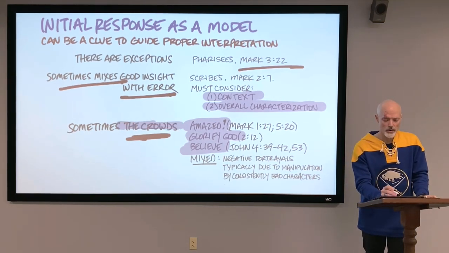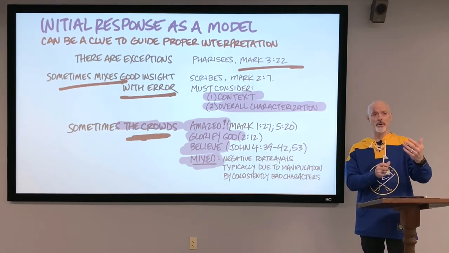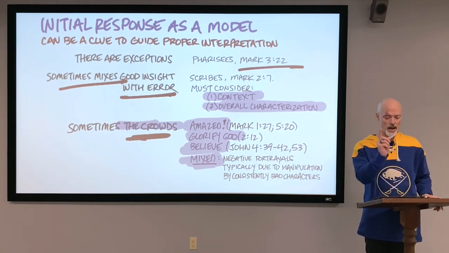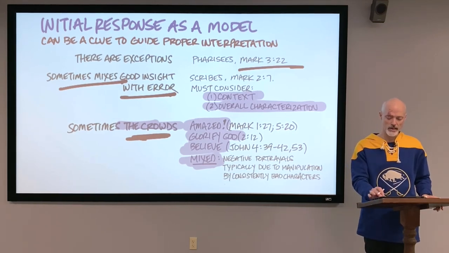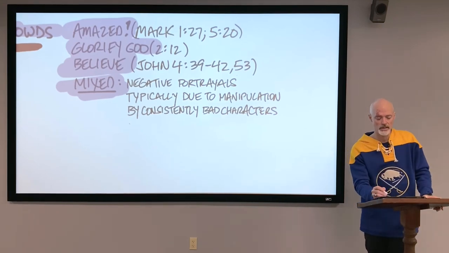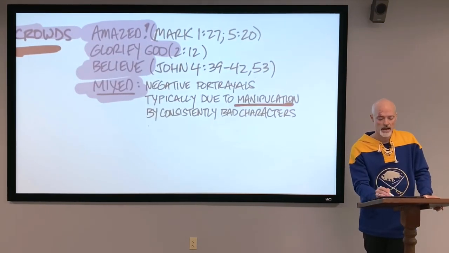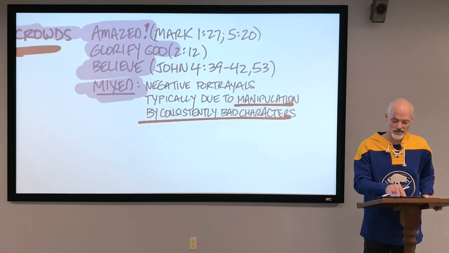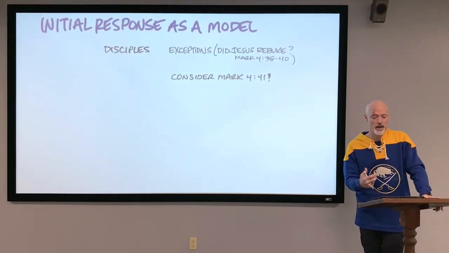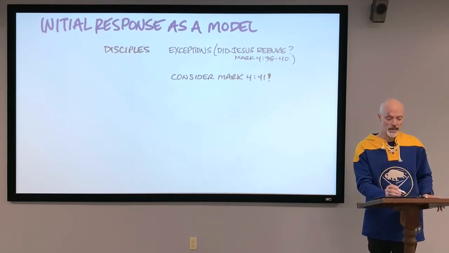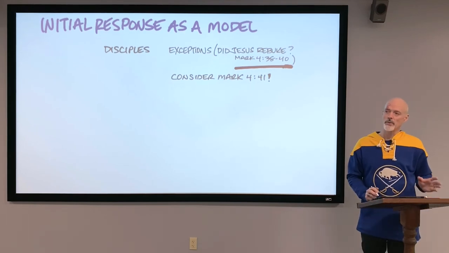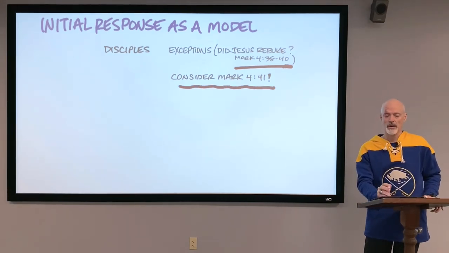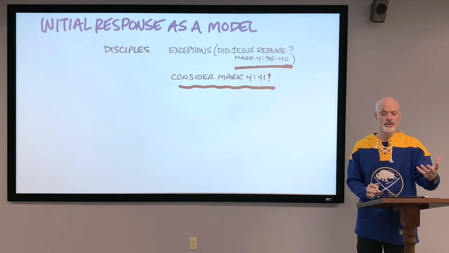But with the crowds, again, we have sometimes the crowd, of course, calls for His crucifixion, right? And so when there's a negative reaction from the crowd, typically it's due to some kind of manipulation by bad characters like the Pharisees, like the religious leaders. So there's a lesson in that too, right? The disciples often are a good model of how to respond, but it will depend. Sometimes Jesus rebukes them, so we need to see how Jesus reacts to their response. But other times we see, obviously, that's the response that we ought to have as well.